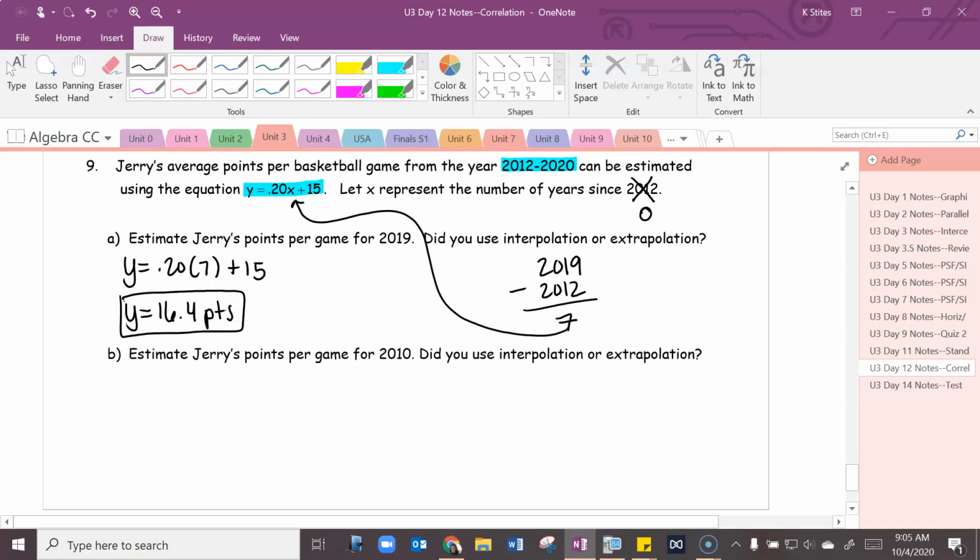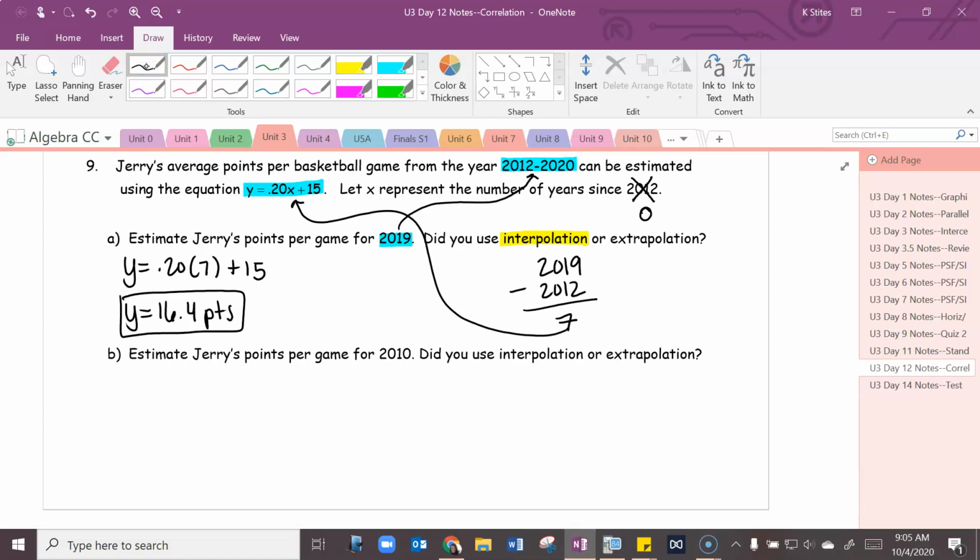Okay, to determine whether we did interpolation or extrapolation, I'm going to look at my year 2019. 2019 is within this data range up here. It is between 2012 and 2020, so that means this is interpolation.